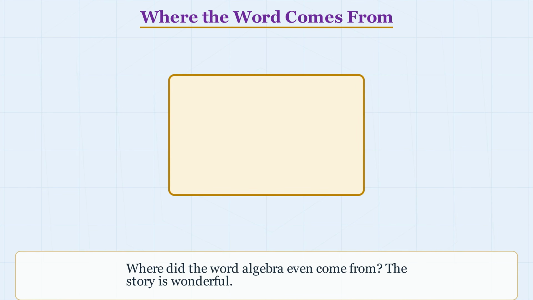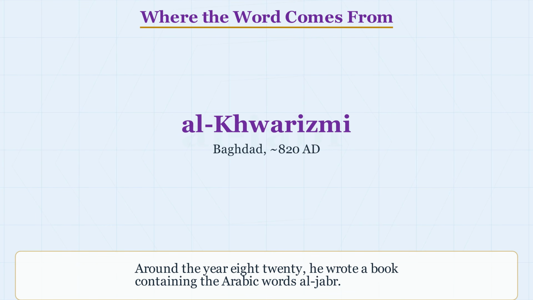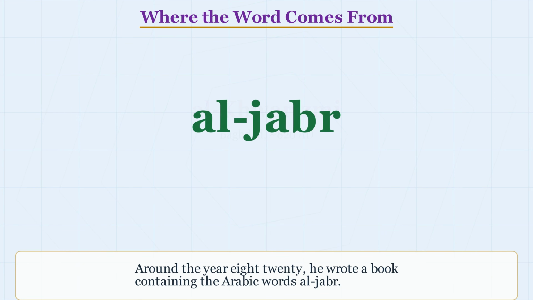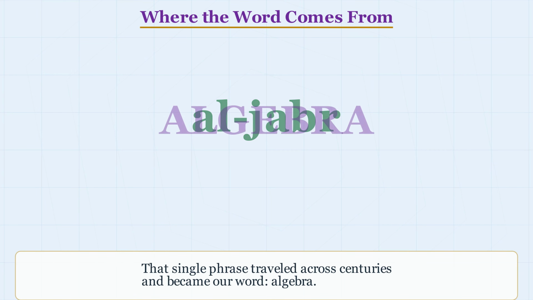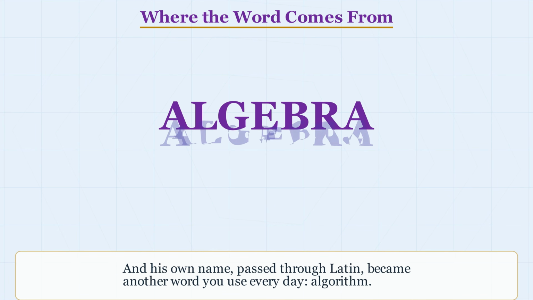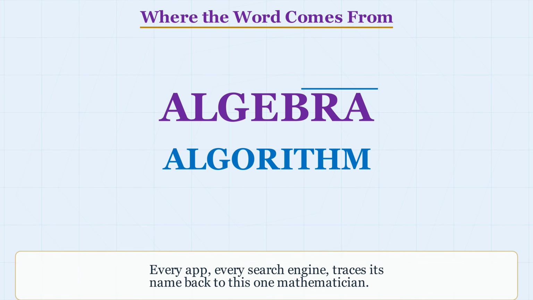Where did the word algebra even come from? The story is wonderful. Over 1,000 years ago, in the House of Wisdom in Baghdad, lived a scholar named Al-Khwarizmi. Around the year 820, he wrote a book containing the Arabic word Algebra. Algebra means the reuniting of broken parts, restoring balance across an equation. That single phrase traveled across centuries and became our word, algebra. And his own name, passed through Latin, became another word you use every day, algorithm. Every app, every search engine, traces its name back to this one mathematician.